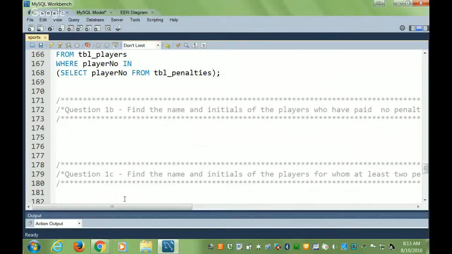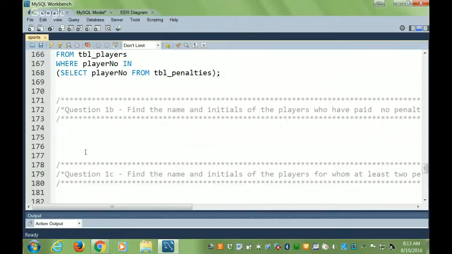Now I'm asking the opposite. I'm saying who did not pay a penalty. So think about it for a minute. There is a table of players. All players are listed there. Who of these did not pay a penalty are all those people that are not present in the penalties table, right? So if they're not present in the penalties table, I basically have to do an outer join. So they are here, but not here, right?